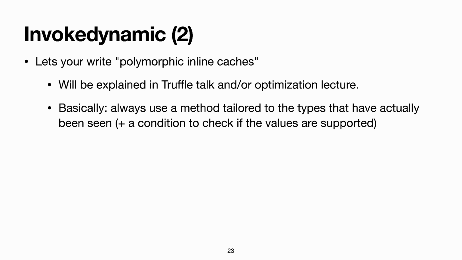And we might speak about it also in the optimization lecture, so I don't want to talk about it too much here. But basically, we can always use a method that is tailored to the types that we've actually seen, and a condition to see that the new value is a type that we've already seen. So what we need to know is that it's an instruction that allows changing the destination dynamically while enabling optimizations, and that's very useful for the implementation of dynamic languages. And like I said, we'll talk about it later in the course.